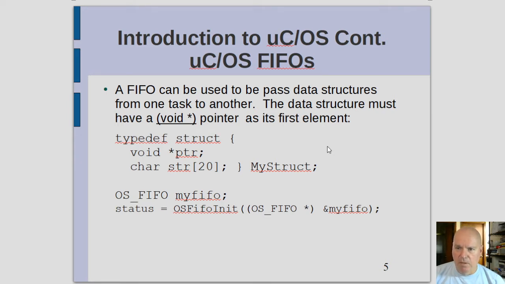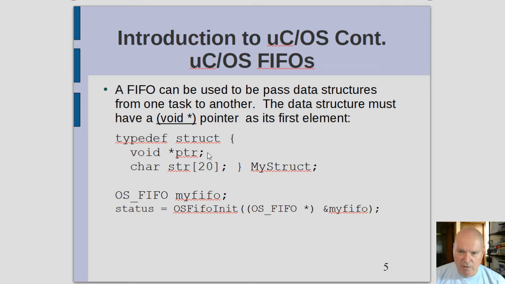Okay, the elements that are passed in a FIFO have to have a particular structure. So typically the elements are structs. The first element in the struct needs to be a void star pointer. You don't use this pointer at all. This is used by the operating system to maintain the FIFO. It maintains it as a linked list.